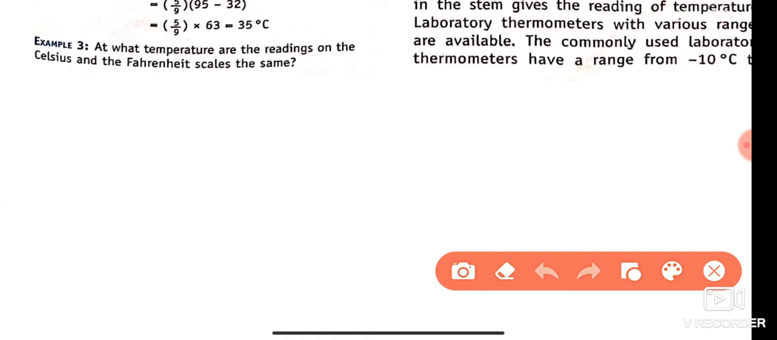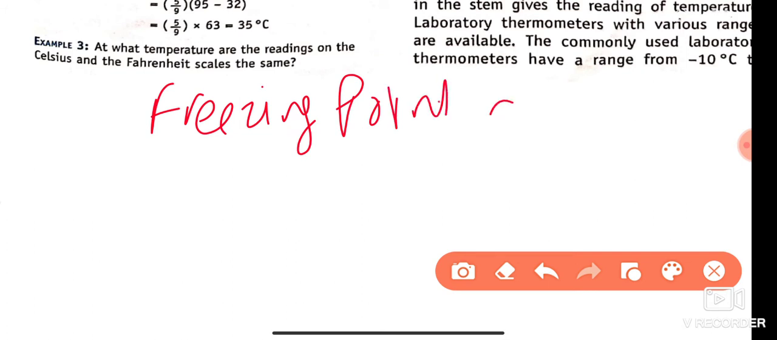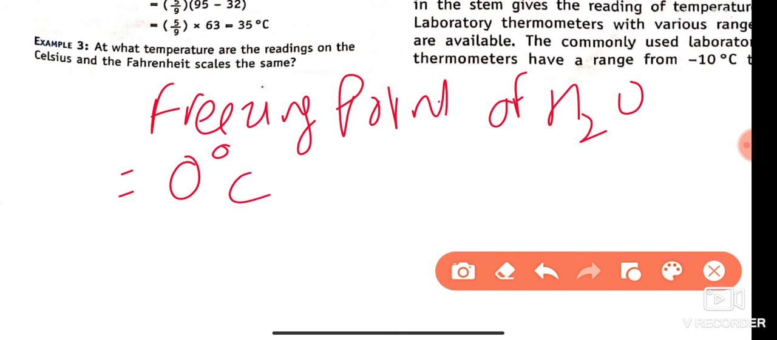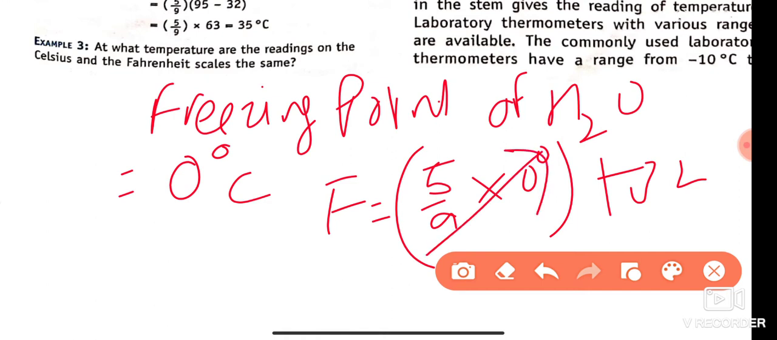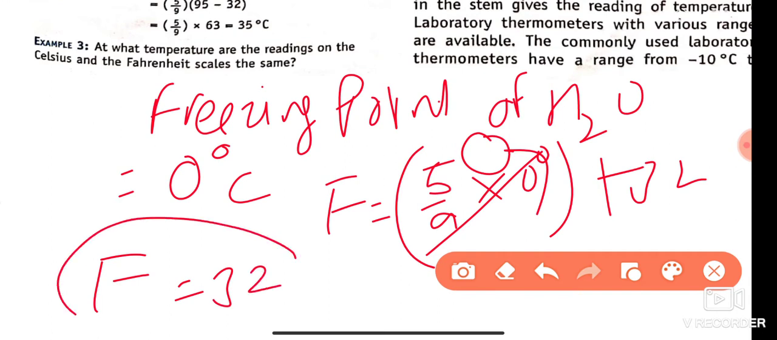We know that the freezing point of water in degree Celsius is 0 degree Celsius. Now we need to convert into Fahrenheit. So using the formula, Fahrenheit is equal to 5 by 9 into the degree Celsius value, plus 32. We know that anything multiplied by 0 becomes 0. This term becomes 0. Now we get the Fahrenheit value as 32. So in this way we find the value from degree Celsius to Fahrenheit.